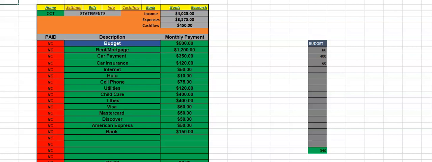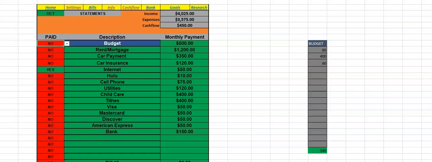So let's say October 10th is Thursday. You come in and log into your car insurance account. It doesn't show that there's any payment due. You're fine. You just move on to the next one. You log in to the internet. If it shows due, then you pay it. Once you pay that, you would click here: yes, that has been paid.